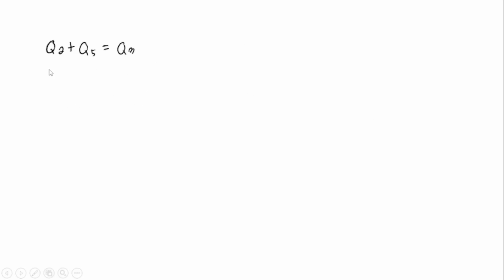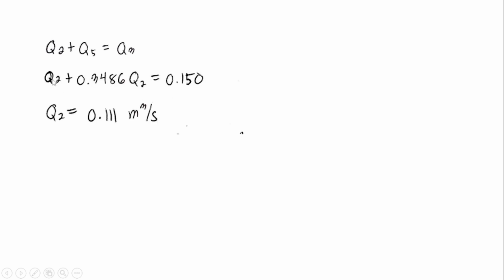Since pipe 2 and pipe 5 are parallel and they combine in pipe 3, we can say that discharge from pipe 2 plus discharge 5 is just equal to Q3. So Q2 plus, since we have the value of Q5, which is 0.3486 Q2, is equal to 0.150, we can solve for the discharge in pipe 2, which is equal to 0.111 cubic meter per second.